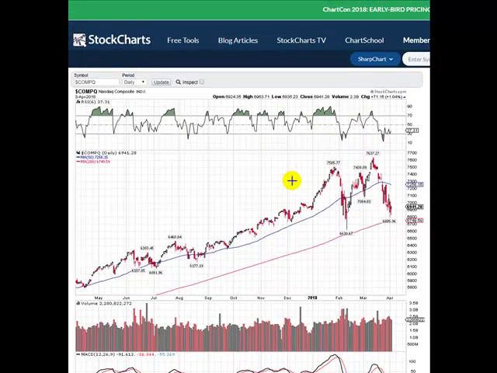So anyway, I hope the analysis of some of these leaders and their chart patterns and divergences and trendline breaks helps you to interpret and read the charts a little better.